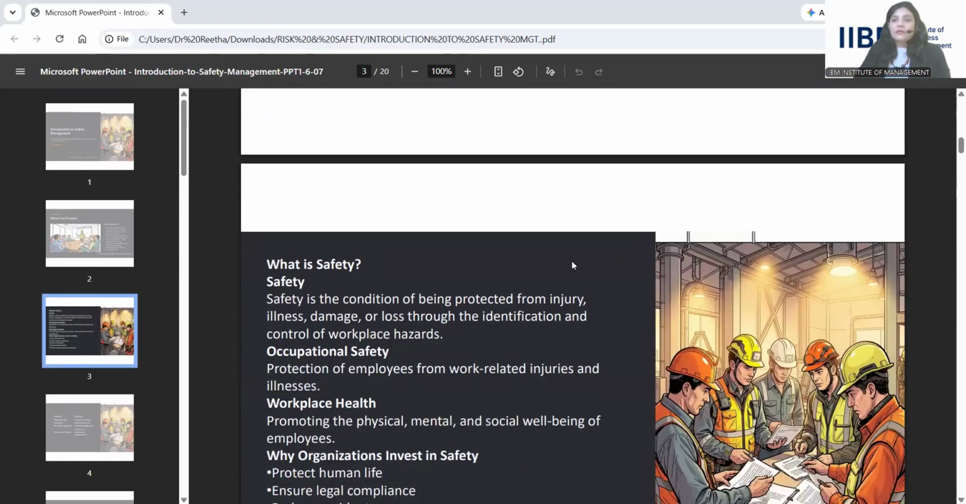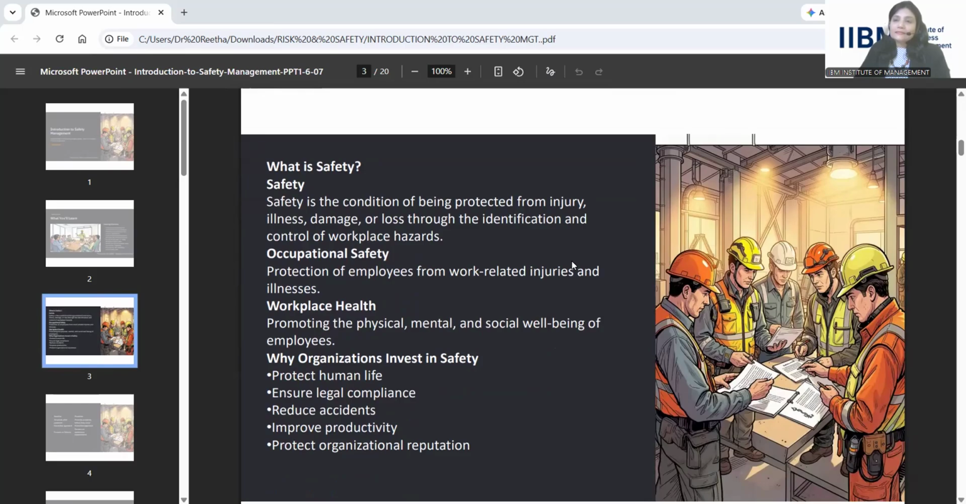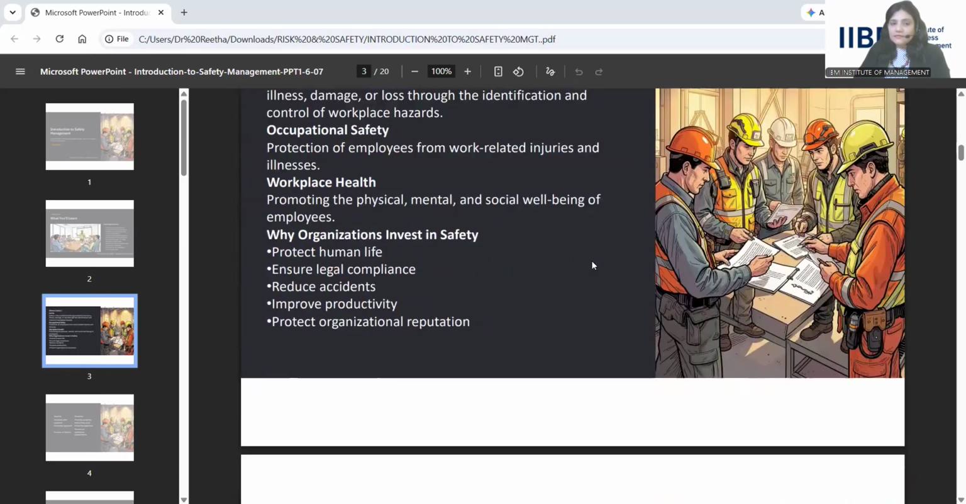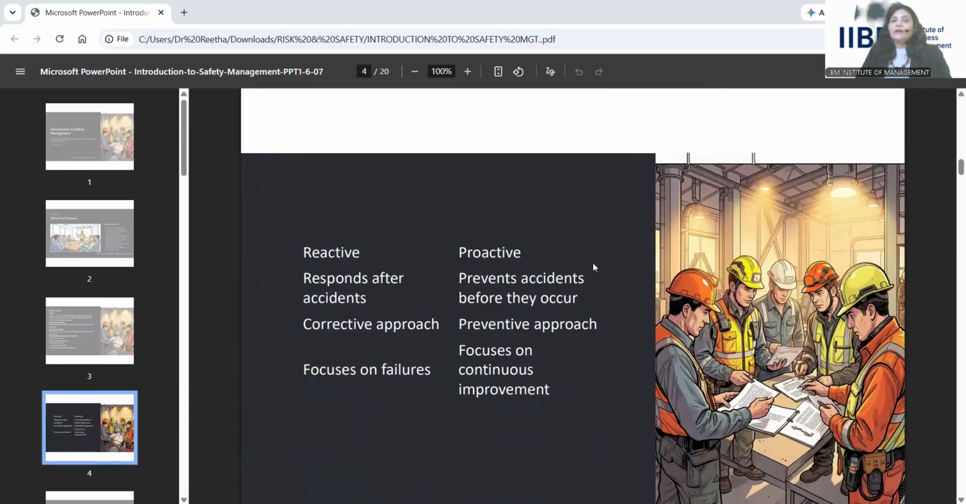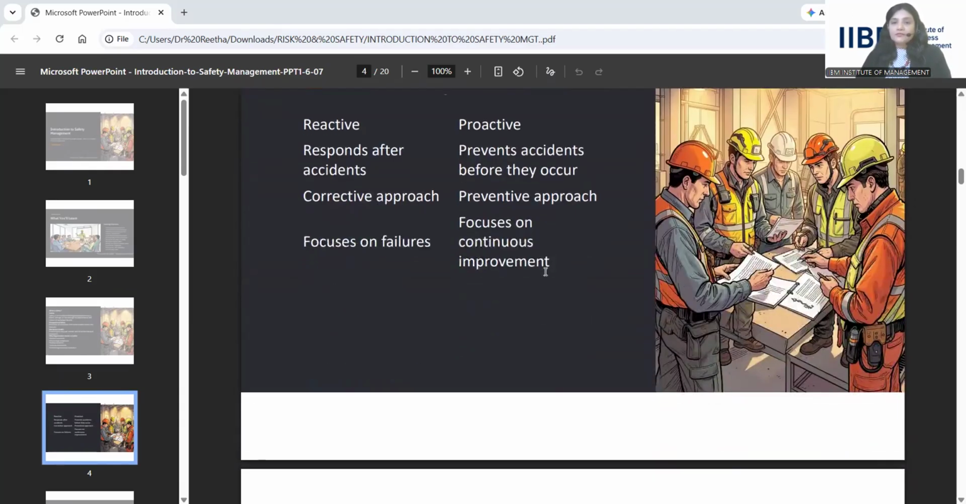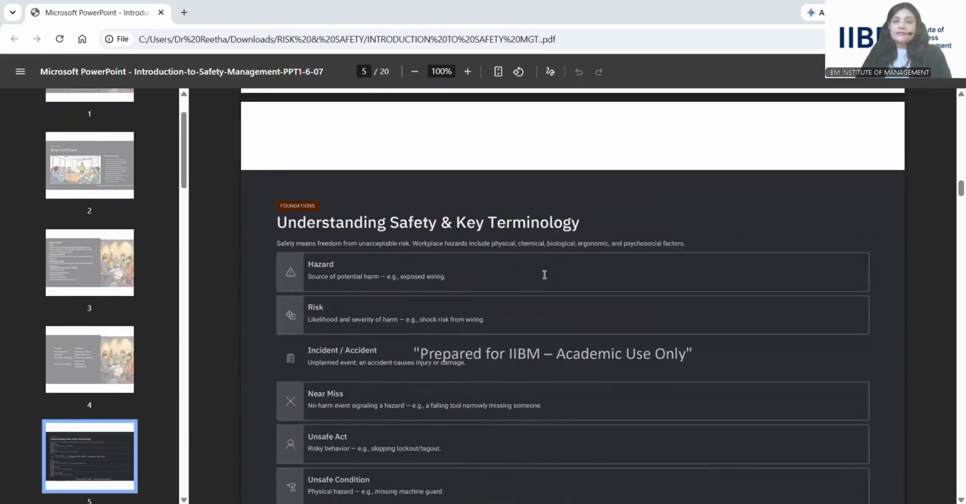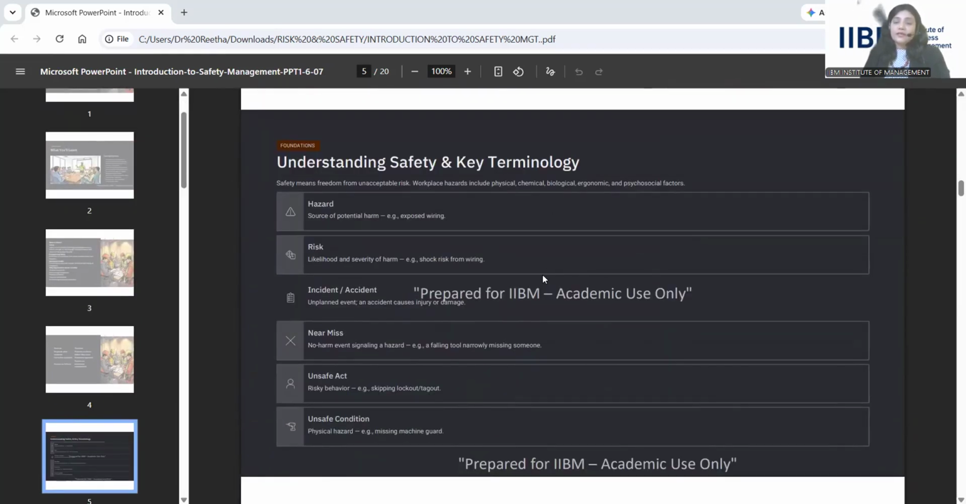We have seen when we say safety, what exactly is the meaning of safety, and how we compare reactive and proactive measures as far as safety and risk is concerned, and understanding the various key terminologies as far as risk and safety is concerned. So I hope it is very clear for each and every one of you. And in the coming sessions, we will be looking at various other terminologies and definitions related to this.